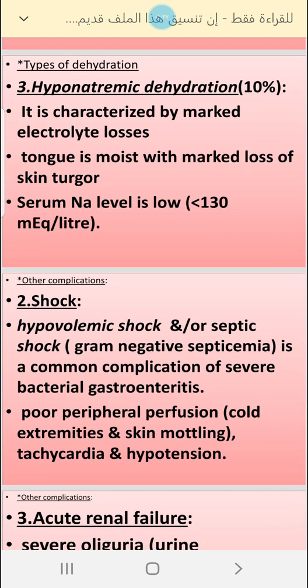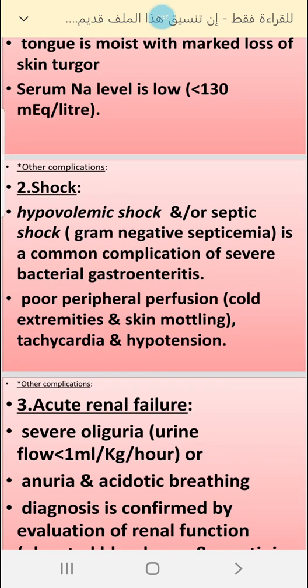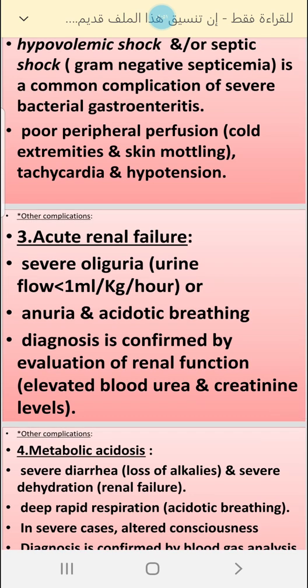The second complication is shock. Hypovolemic shock and or septic shock with a gram-negative septicemia is a common complication of severe bacterial gastroenteritis. There is poor peripheral perfusion, represented as cold extremities and skin mottling, tachycardia, and hypotension. The third complication is acute renal failure, where there is severe oliguria, with urine output less than 1 ml per kg per hour, or anuria and acidotic breathing. Diagnosis is confirmed by evaluation of renal function, with elevated blood urea and creatinine levels.